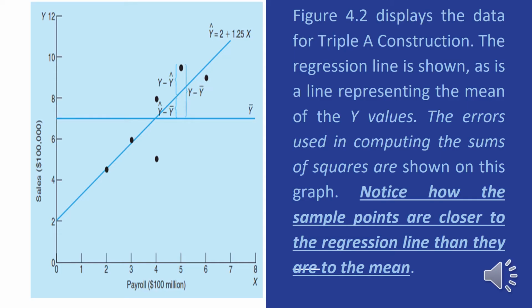Figure 4.2 displays the data for AAA construction. The regression line is shown, which is predicted value of sales equals 2 plus 1.25x, as is a line representing the average mean of sales, which equals 7. The errors used in computing the sums of squares are shown on this graph. Notice how the sample points are closer to the regression line than they are to the mean.